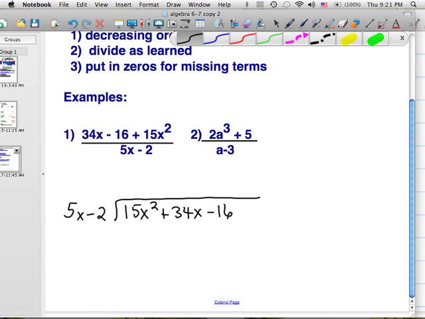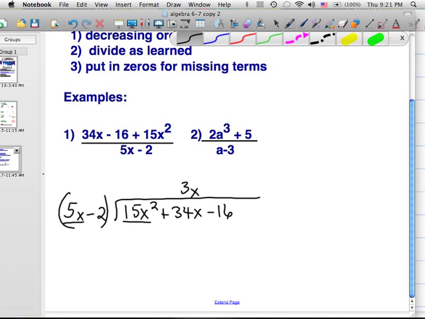Then we divide. We take the first term and divide it into the first term in the polynomial. So we ask ourselves, what do we need to multiply 5x by to get 15x squared? And that would be a 3x. And we put it over the like term. Then we multiply, just like in long division. We take 3x times the quantity 5x minus 2.